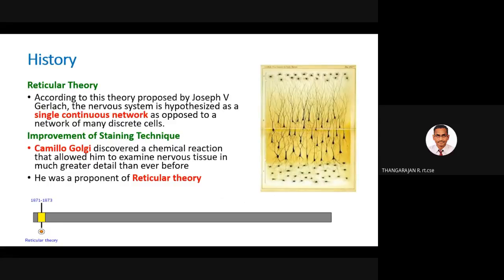This was called the reticular theory, proposed by Joseph V. Gerlach. But as days went by, there were improvements in staining techniques, which involved taking pieces of brain tissue, staining them with chemicals and observing them under the microscope. Camillo Golgi discovered a chemical reaction that allowed him to examine neural tissue in much greater detail than ever before, in 1873, where he could see neurons. He could see that the brain is not a gel, but is made of neurons.